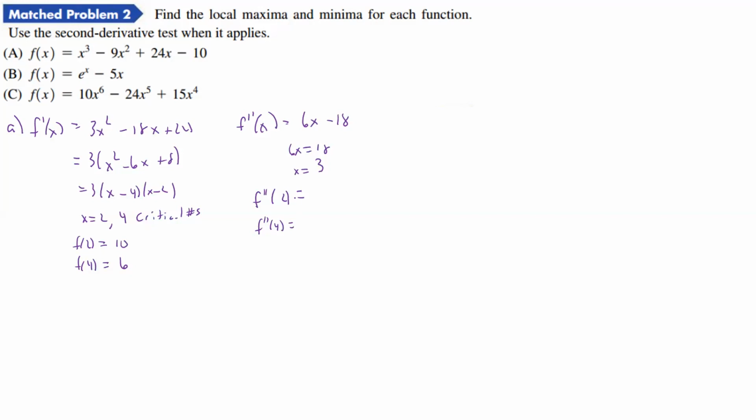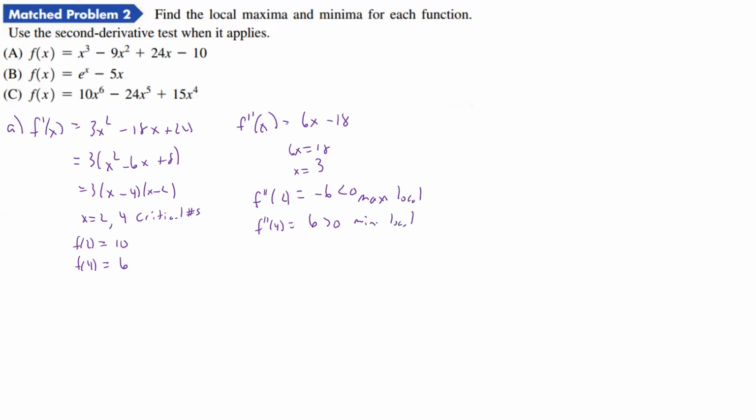If we plug in 2, it's going to give us a negative 6, so it's less than 0. That means it's going to be a max. And if we plug in 4, that's 24 minus 18, so a positive 6, which is greater than 0. So that's going to be a min. And these are going to be local.